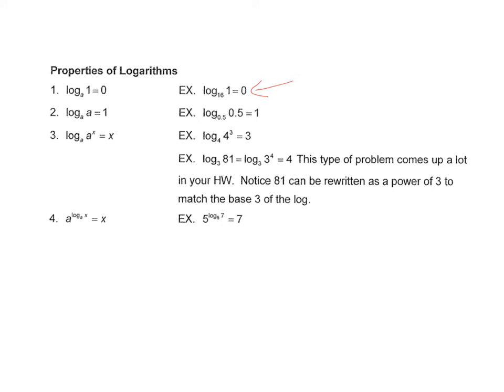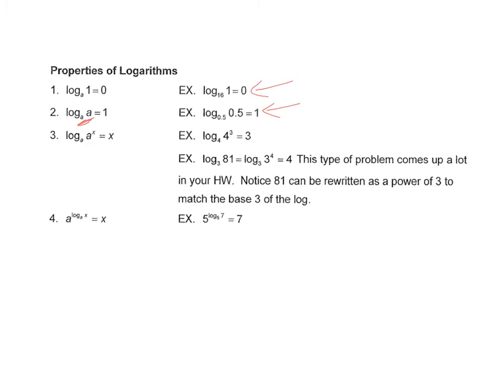Property number 2, log base a of a equals 1. When the base and the number are the same, then the whole value is just 1. So my example, log base 0.5 of 0.5. The 0.5s are the same, so the result is just 1.